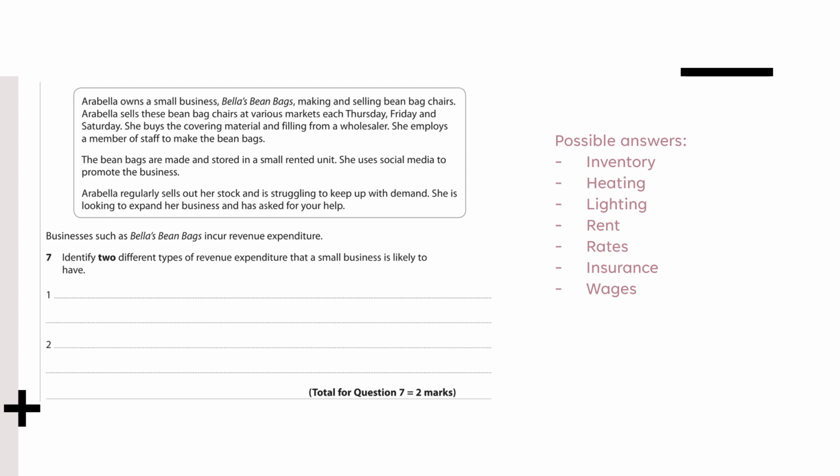Now we need to identify 2 different types of revenue expenditure that a small business is likely to have. Now this question is 2 marks, so you would identify 2 different types of revenue expenditure. Now some of the possible answers that you can give is inventory, heating and lighting. Now remember that if you write utilities, then you cannot write heating and lighting as well, as they are the same thing. Rent, rates, insurance, and wages.